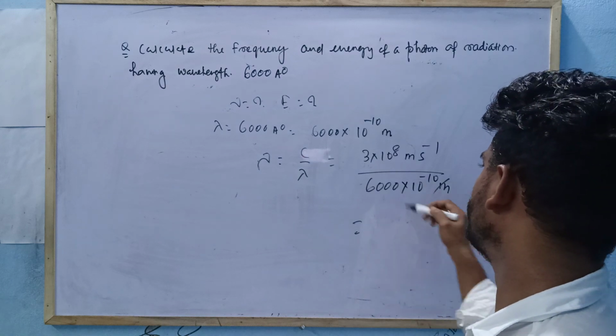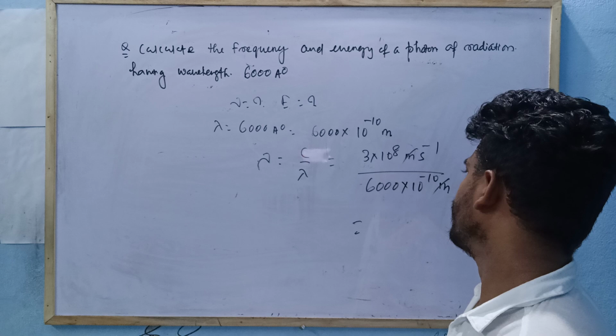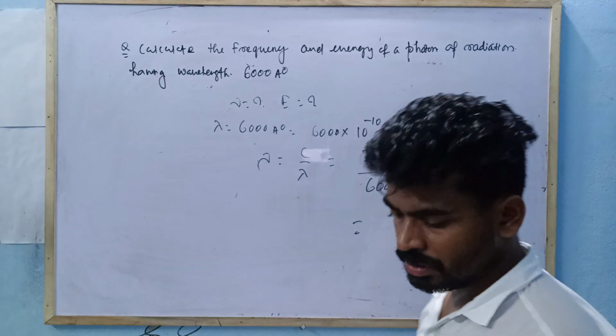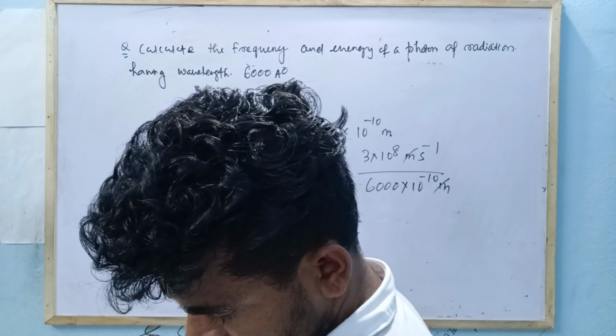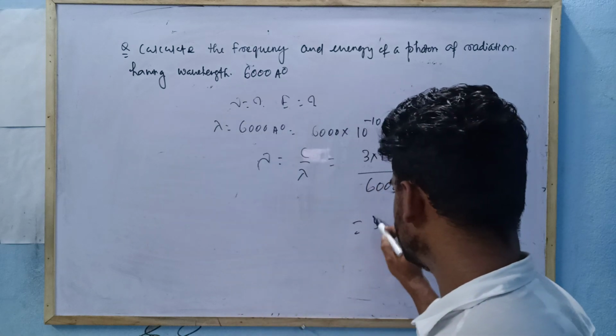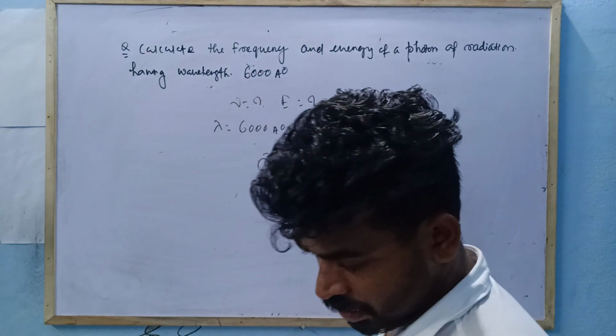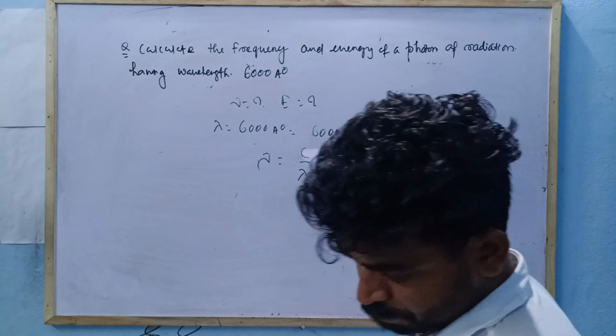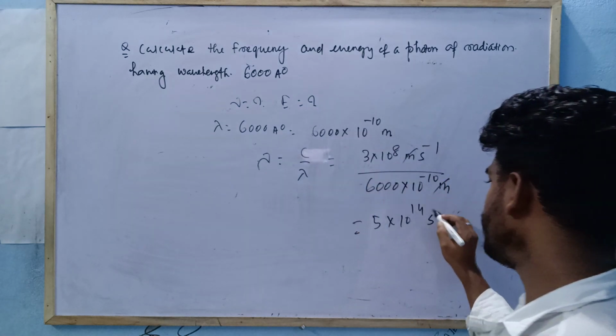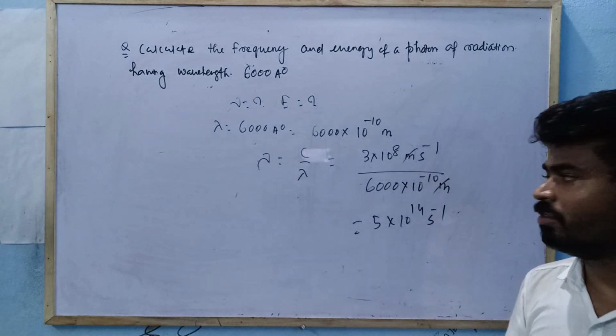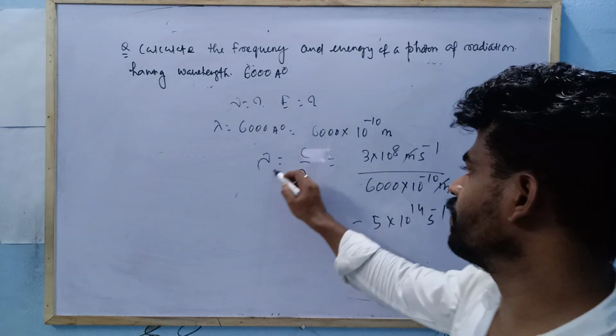Meter gets cancelled, and you will get the value 5 into 10 to the power 14 second inverse. This is the value of your nu, the frequency.